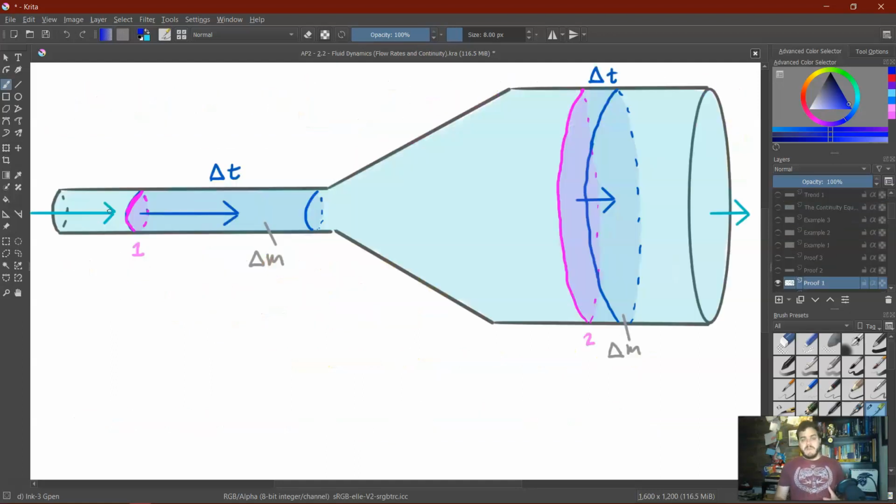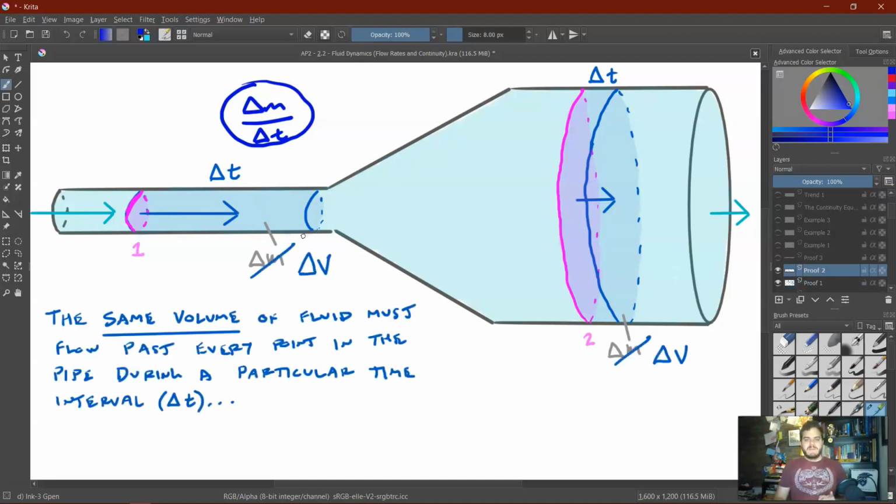Well, first off, what we already basically reasoned was that delta M over delta T must be the same at every point in this pipe, because we have the same amount of mass passing this point, delta T, same thing here. This must be constant throughout the pipe. But if we take this a step further and say we're not looking at delta M, but since it's incompressible, we can consider delta V, that means the same volume of fluid must flow past every point in the pipe during a particular time interval, delta T.